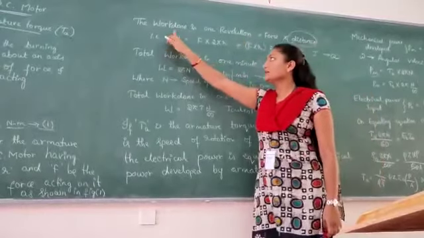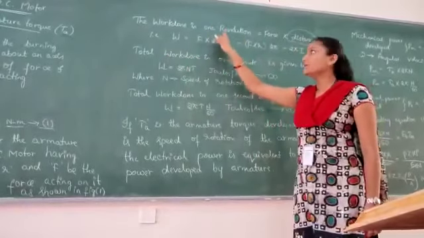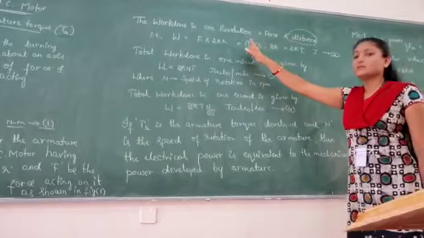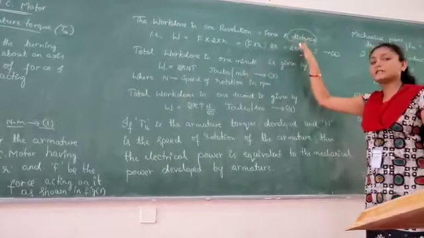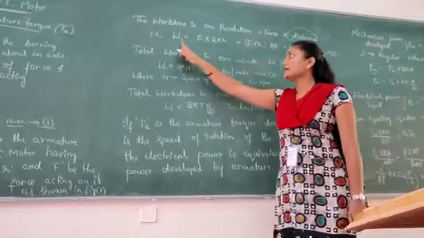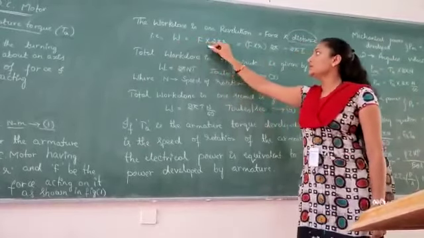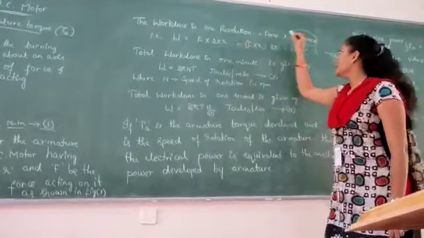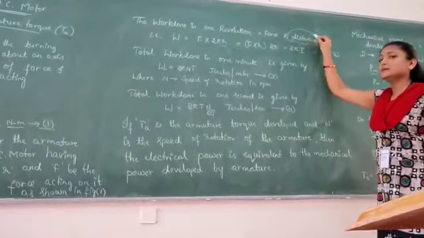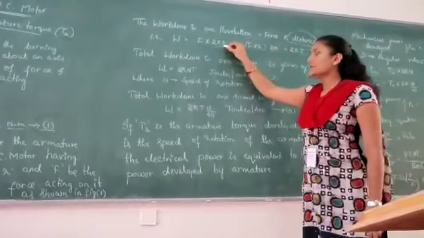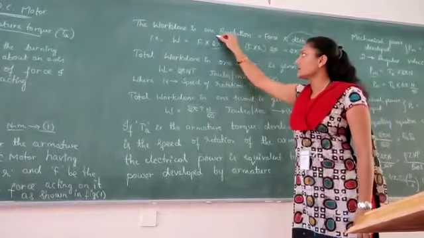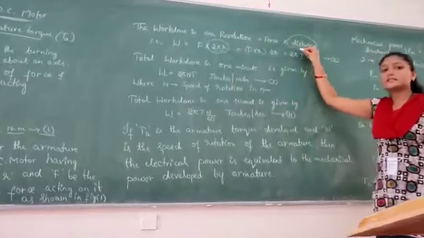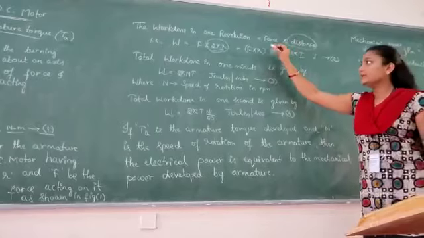That is, what is the work done by the armature in making one revolution, which is given by the product of force and distance covered in one revolution. It is represented as W is equal to F into 2 pi R, where F is the force and 2 pi R is the distance travelled by the armature. Because we have considered a circular armature of a DC motor, the circumference of the circle, 2 pi R, is considered as the distance covered by the armature in making one revolution.